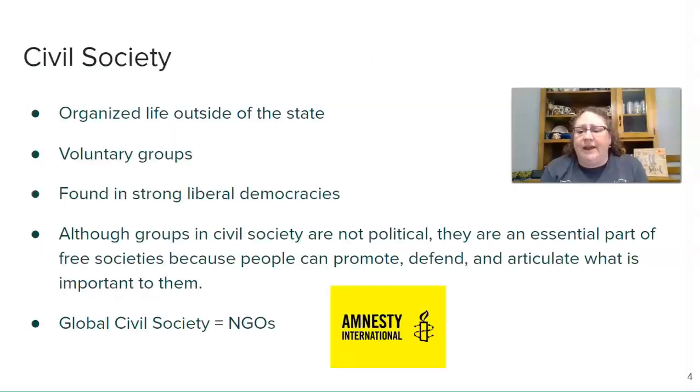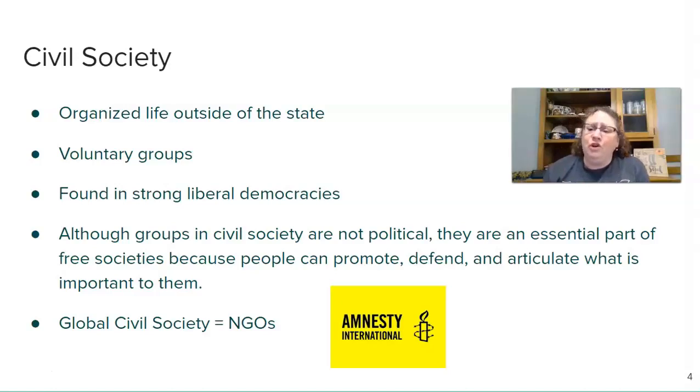So civil society, what I want you to remember about civil society, first of all, is that it needs to be voluntary. Second of all, it needs to be outside of the government. Okay, so those are the two key things with civil society. And civil society can come in lots of different forms, but those are the key things. They need to be voluntary and needs to be not controlled by the government.